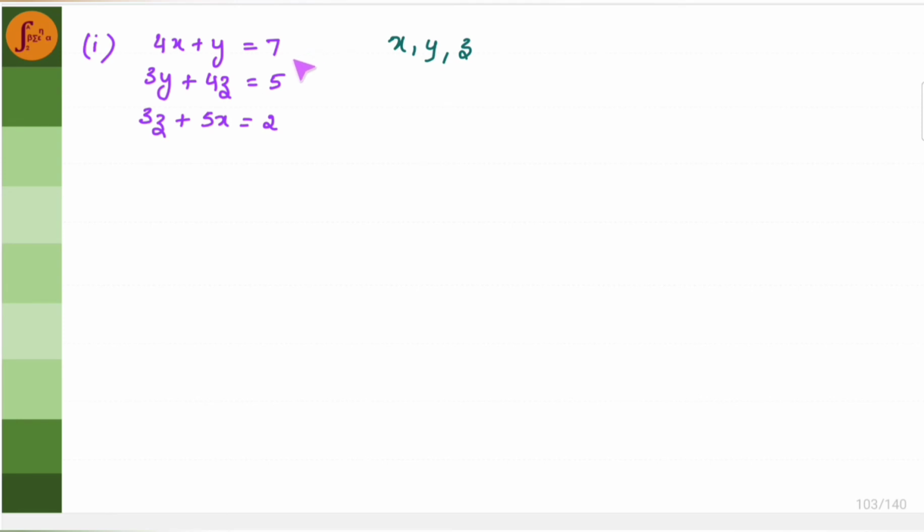But not all equations have x, y, z. One equation has x and y. The second equation has y and z. The third equation has z and x only. But still we will have to find the values of x, y and z. So let's first find the determinant, right?